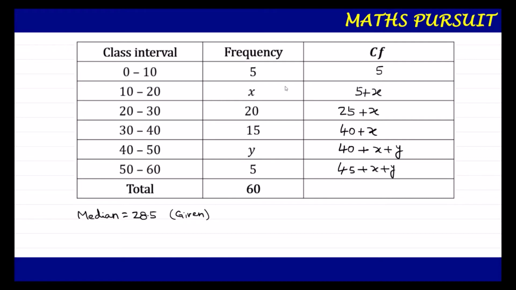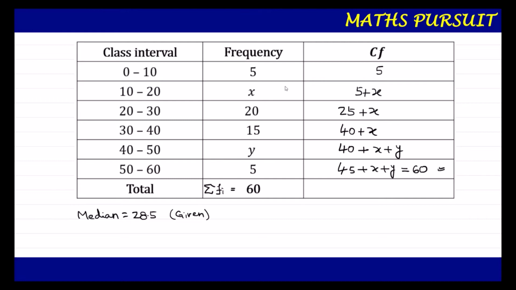And one other thing that I can do is write 40 plus x plus y is equal to 60. Why? Because we very well know that the last item of the cumulative frequency is equal to the total summation of the frequency. So for that reason, I wrote 45 plus x plus y is equal to 60. Hope we are very clear till here.